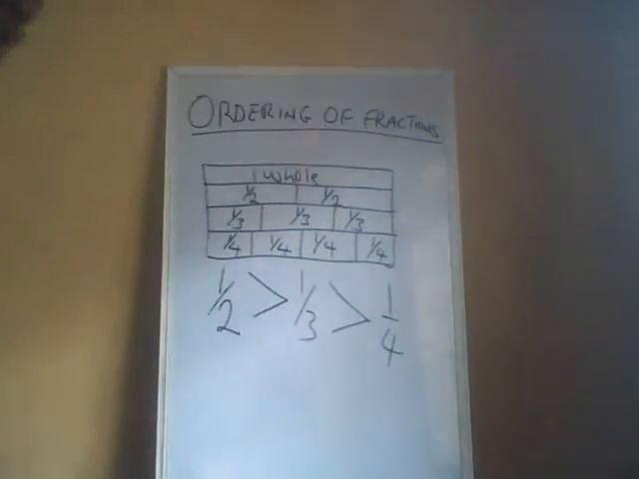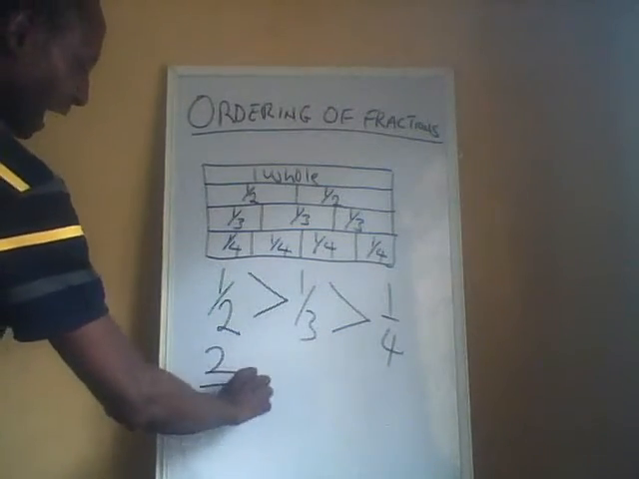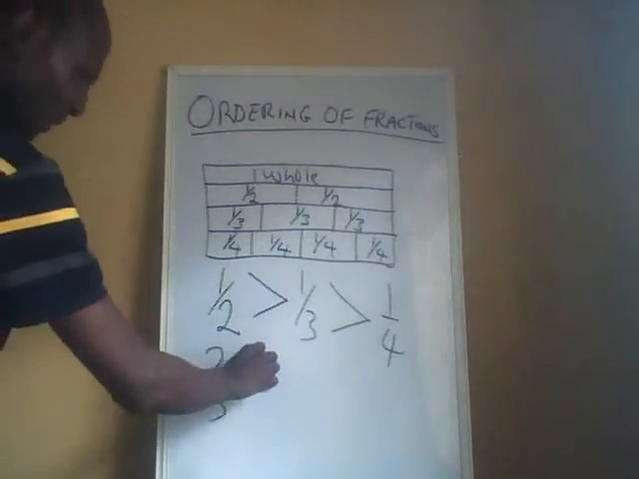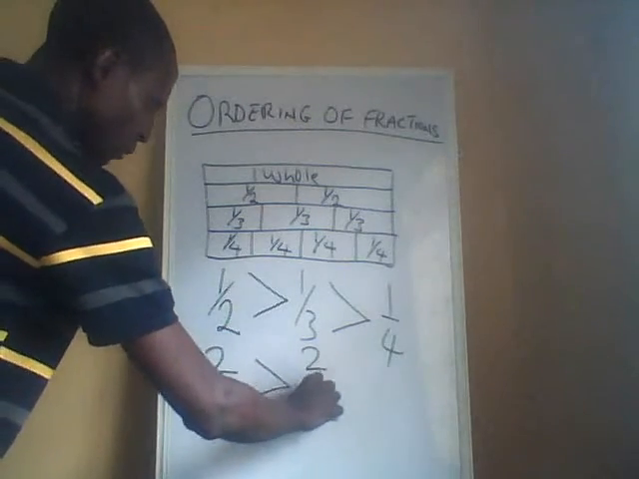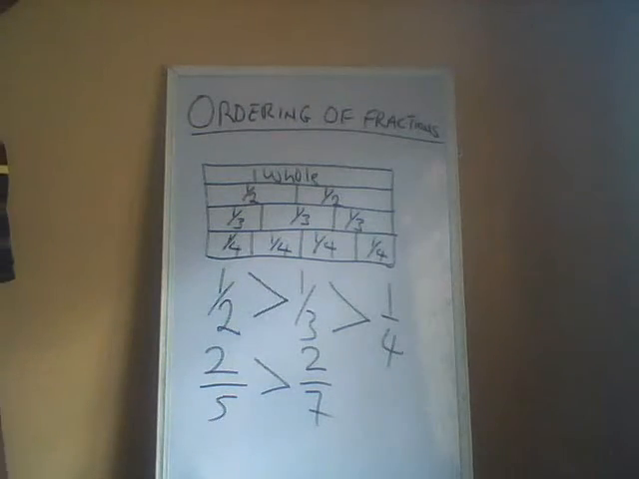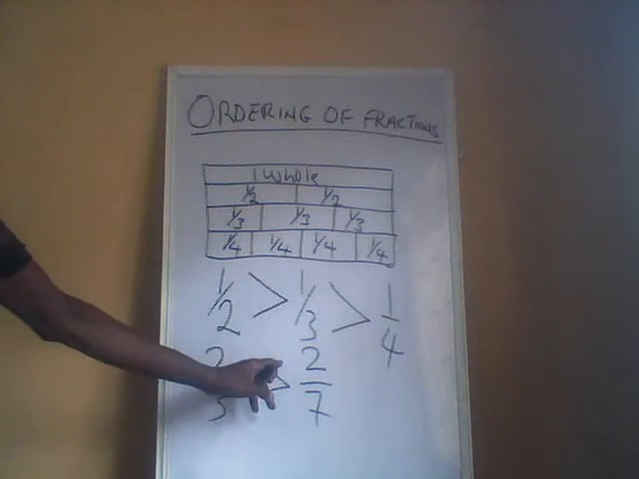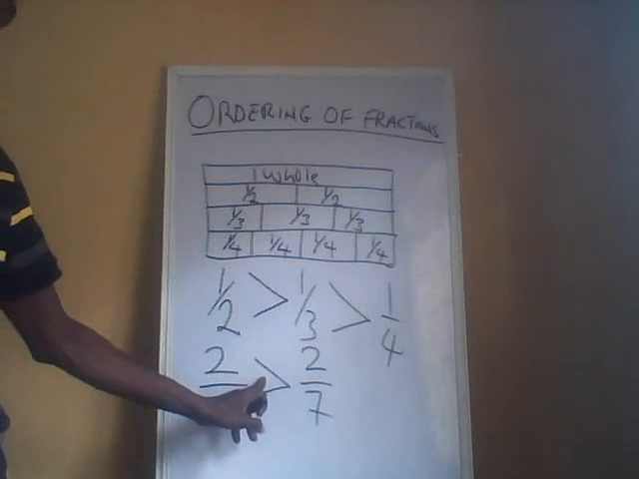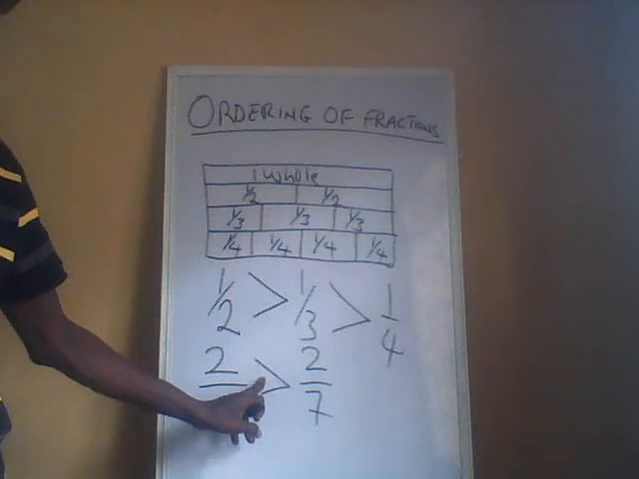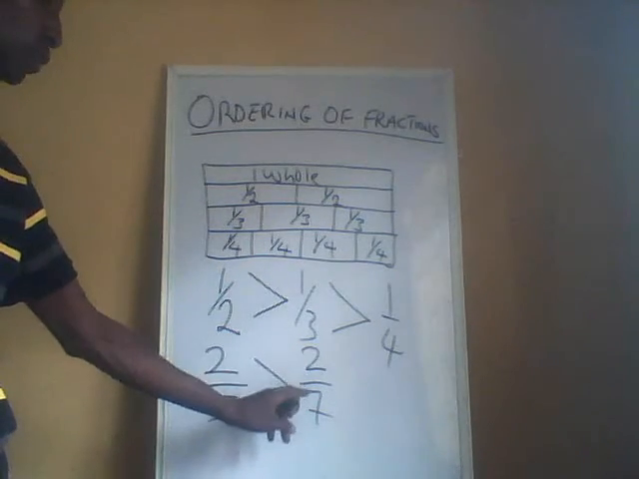So the same goes here. If I have 2 out of 5, it should be bigger than 2 out of 7. You can see that 2 out of 5 is greater than 2 out of 7. This sign is the greater than sign.